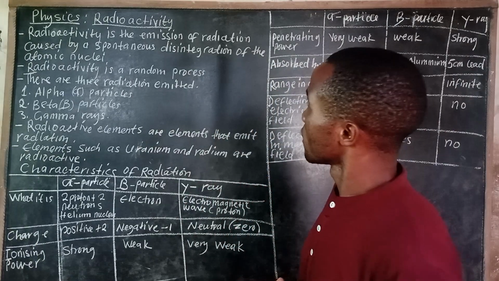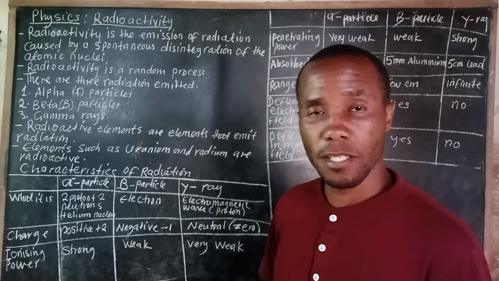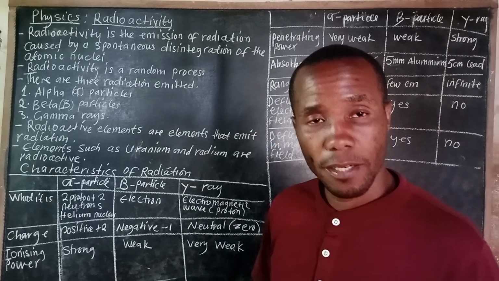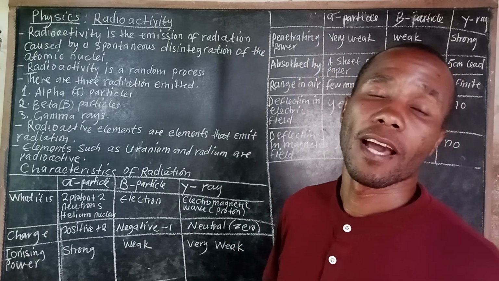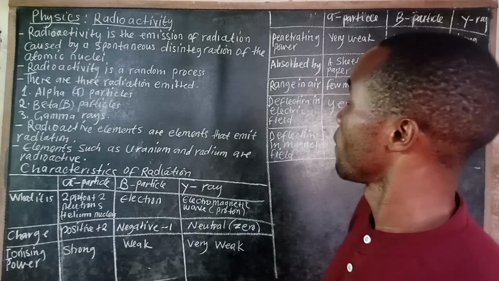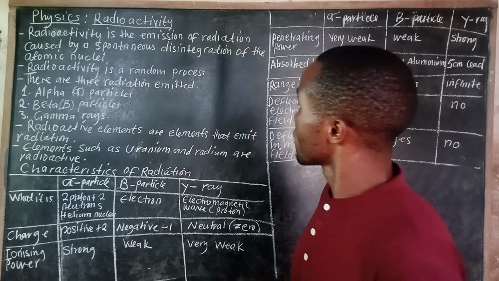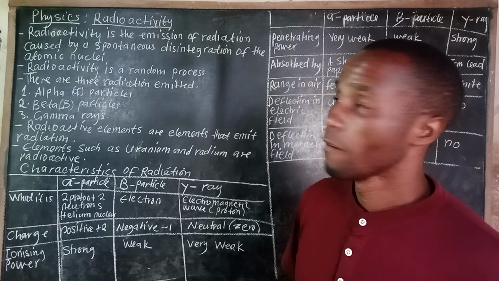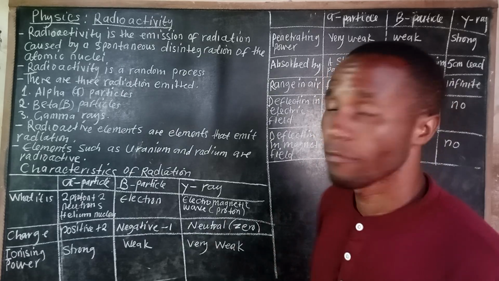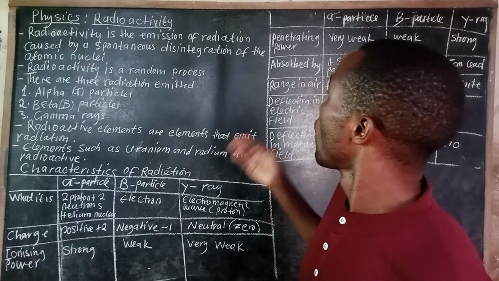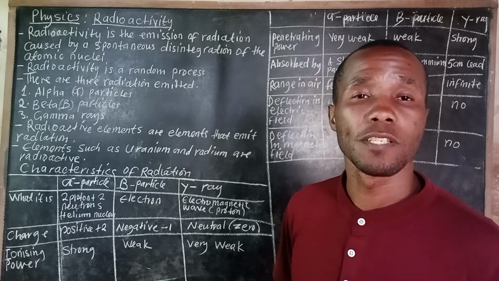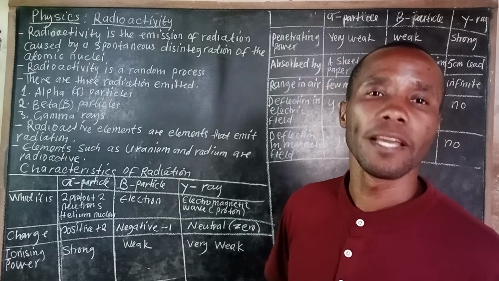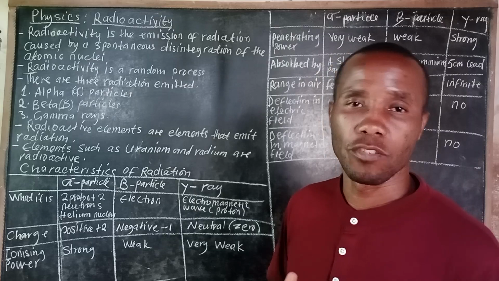Today we are looking at science paper 2, which is physics in this case. There is a very good topic in physics called radioactivity, and that is what we are looking at today. The first thing we have to understand is what radioactivity is. Very important. Radioactivity is the emission of radiation caused by a spontaneous disintegration of atomic nuclei. So that is radioactivity.